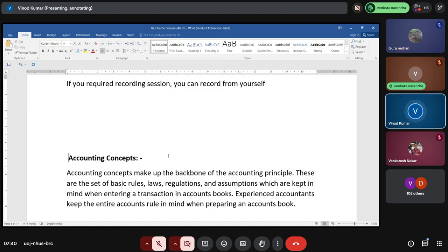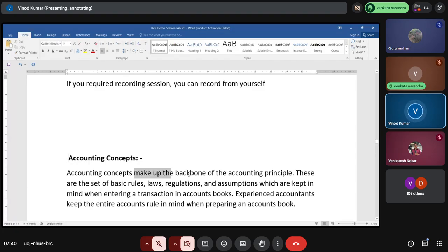They can't follow the accounting in India one system, in the US another system, in Germany another system, in Japan they have one branch. They can't follow another method. So it's a very difficult thing if you follow different systems of accounting in different places. So for that, they designed a set of rules and regulations which has to be maintained across the world. Those are called accounting concepts.